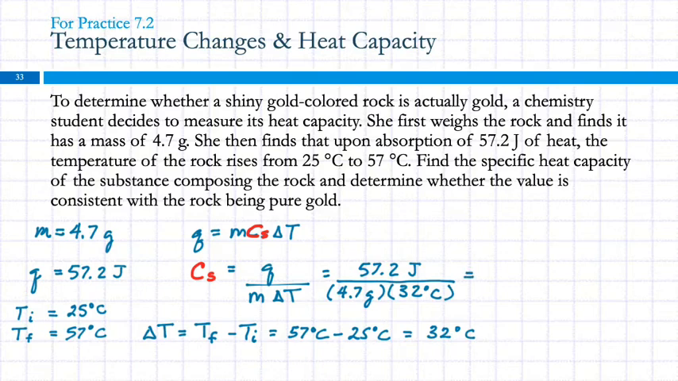Do any of those units cancel out? No, they don't. So we're going to end up with units of joules per gram degrees Celsius. But that's okay because those are the units of specific heat capacity. Be careful when you do this on your calculator. 57.2 divided by 4.7 divided by 32. If you really want to multiply there, you have to use parentheses. And 2 sig figs, 0.38.